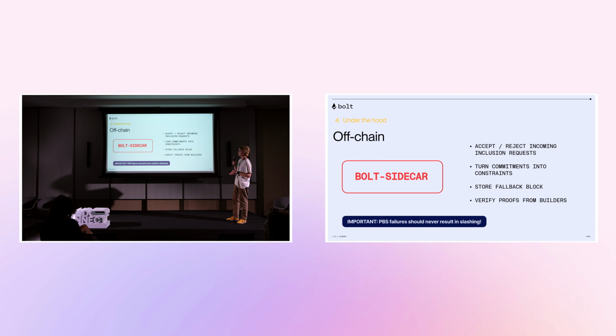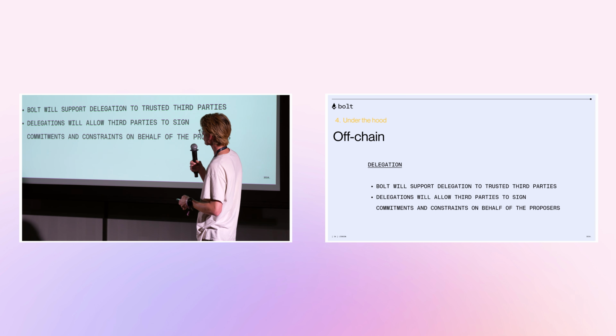But zooming in on the Bolt sidecar, again, this is the most important part, so I want to make sure that we get it right. It's responsible for accepting or rejecting inclusion requests based on what they pay, based on their validity. It turns these commitments, if accepted, into constraints that it communicates down to the builder network, and it stores a fallback block with all of the commitments that were made. It also verifies the proofs from builders. Again, PBS failures should never result in slashing, so that's why the proof part is there.